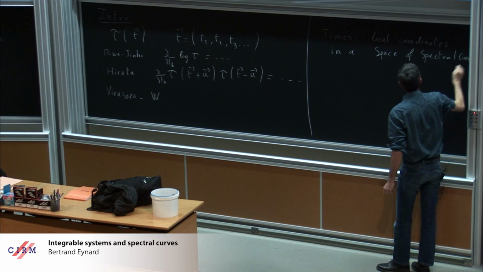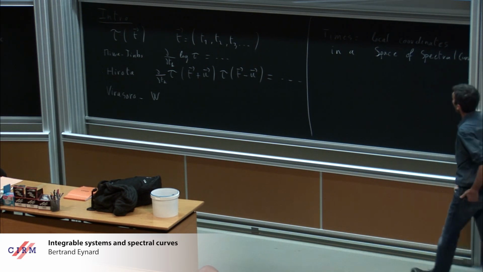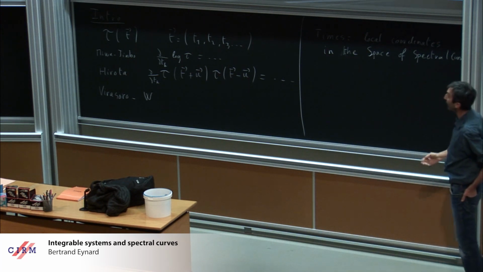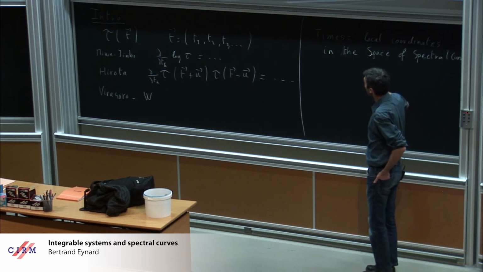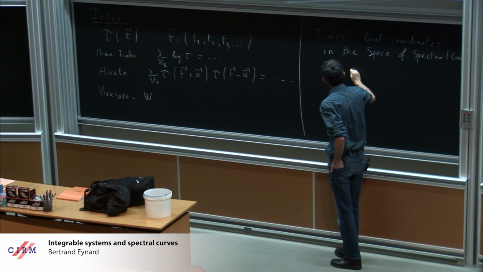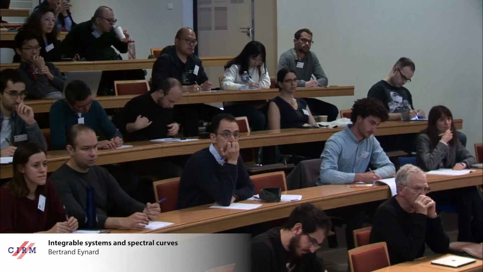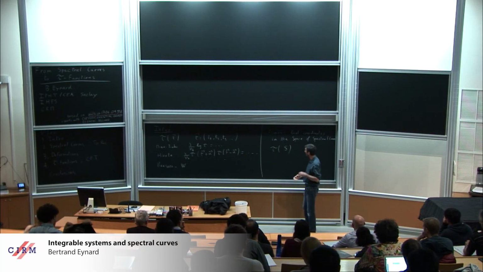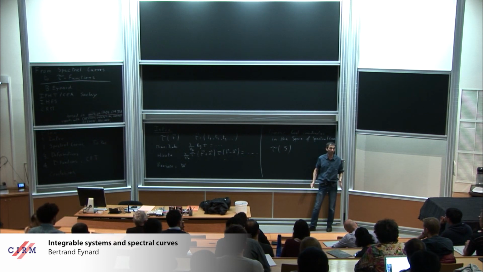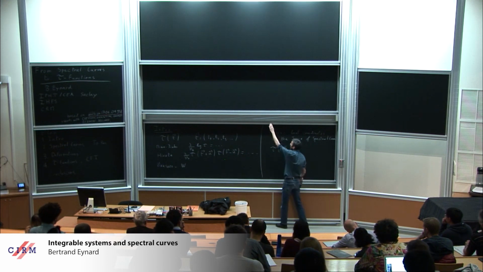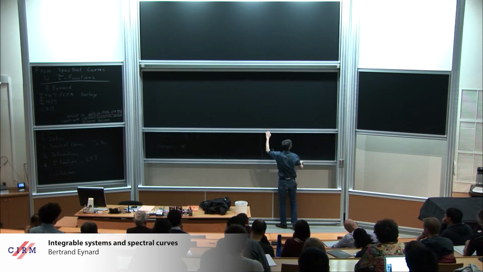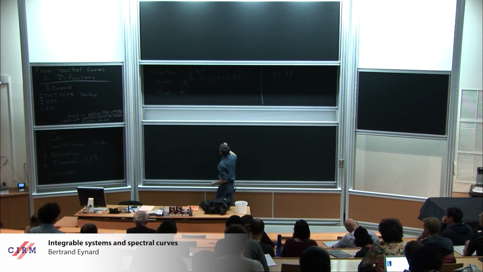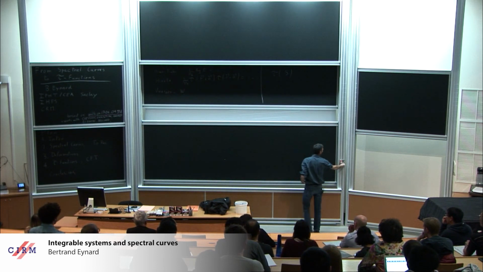And I will shortly explain what I call a spectral curve. So in the space of spectral curves. In some sense, the tau function is truly a function of a spectral curve, and writing it as a function of time is only because you have chosen coordinates. But I would like to define the tau function in a coordinate-independent way, really intrinsically from the geometry of a curve. So let's say what is a spectral curve.